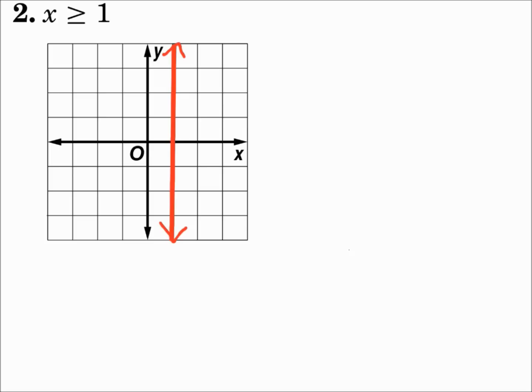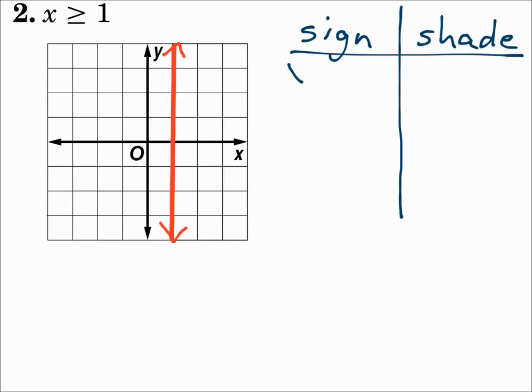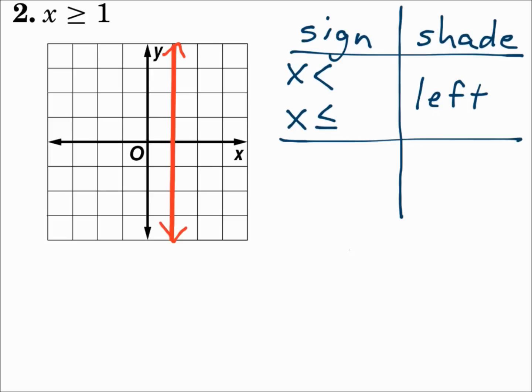Now where do we shade? We can't shade above or below a vertical line. So let's think of how the x would work. X deals with numbers to the left and to the right. So we can make an additional chart for the x values. When x is less than or equal to, we'll shade to the left because the lesser x values are to the left. When x is greater than or equal to, we'll shade to the right because the greater x values are to the right. Since in this question x is greater than or equal to 1, we'll shade to the right.